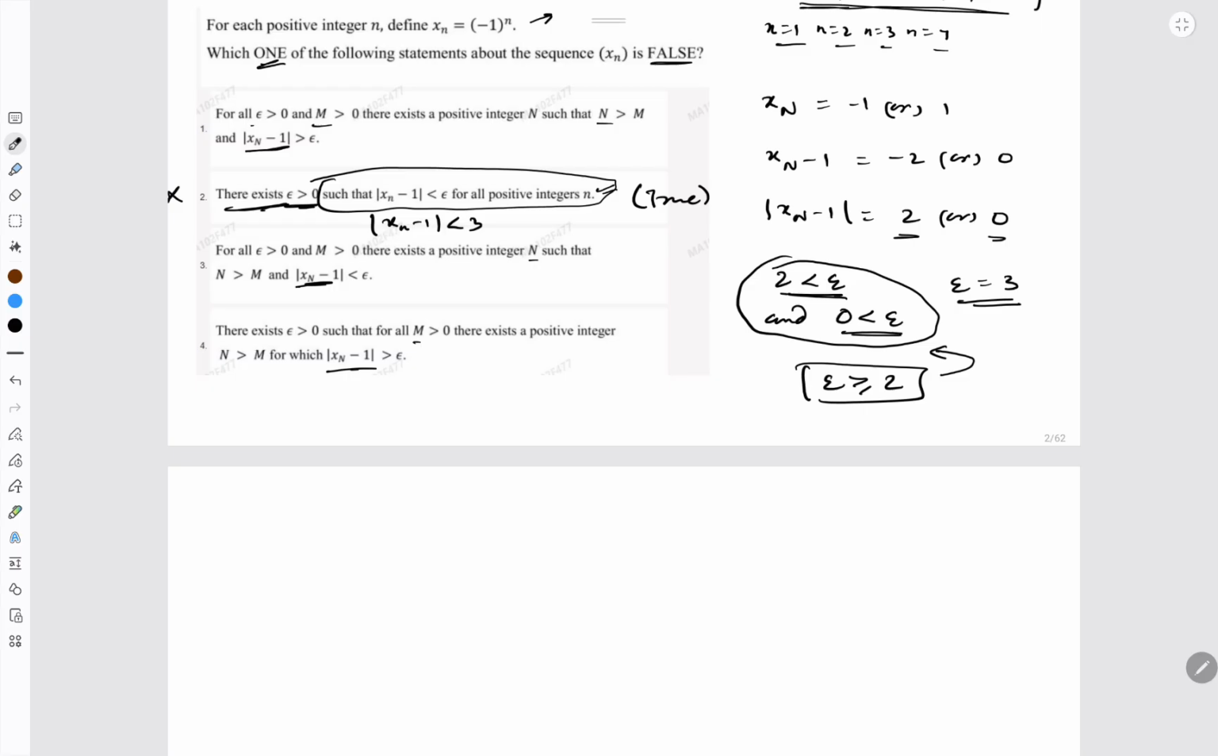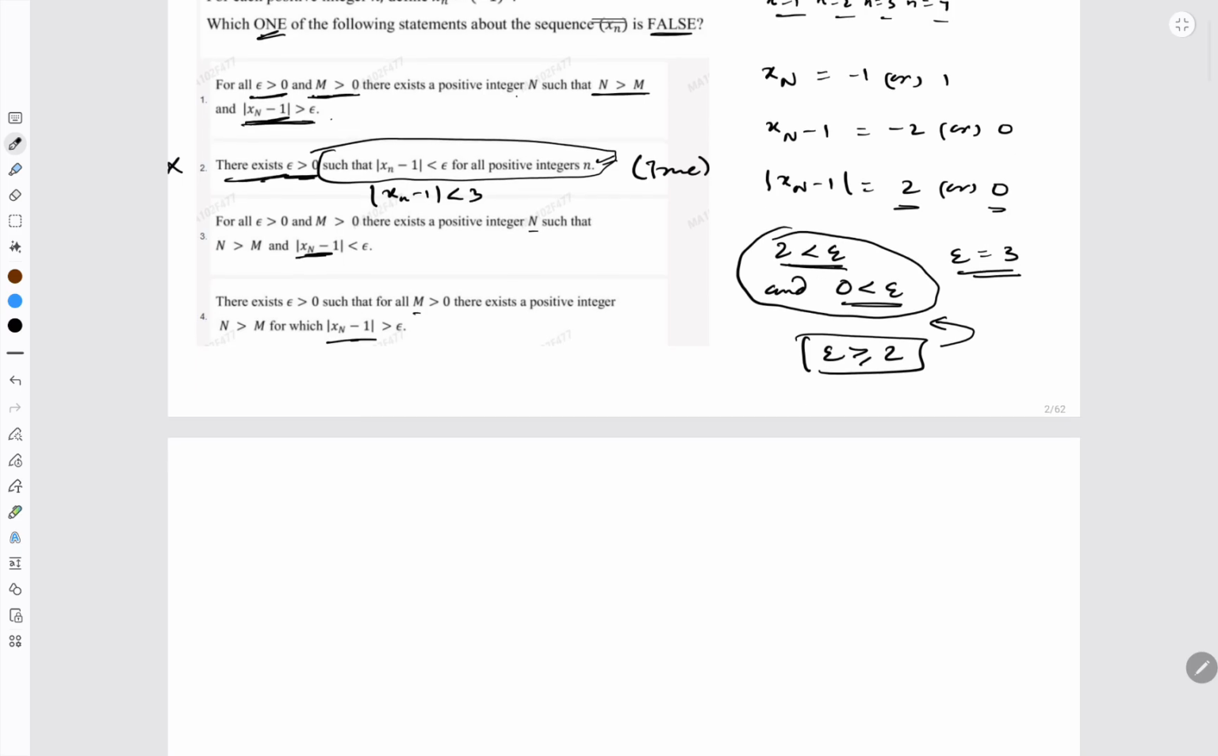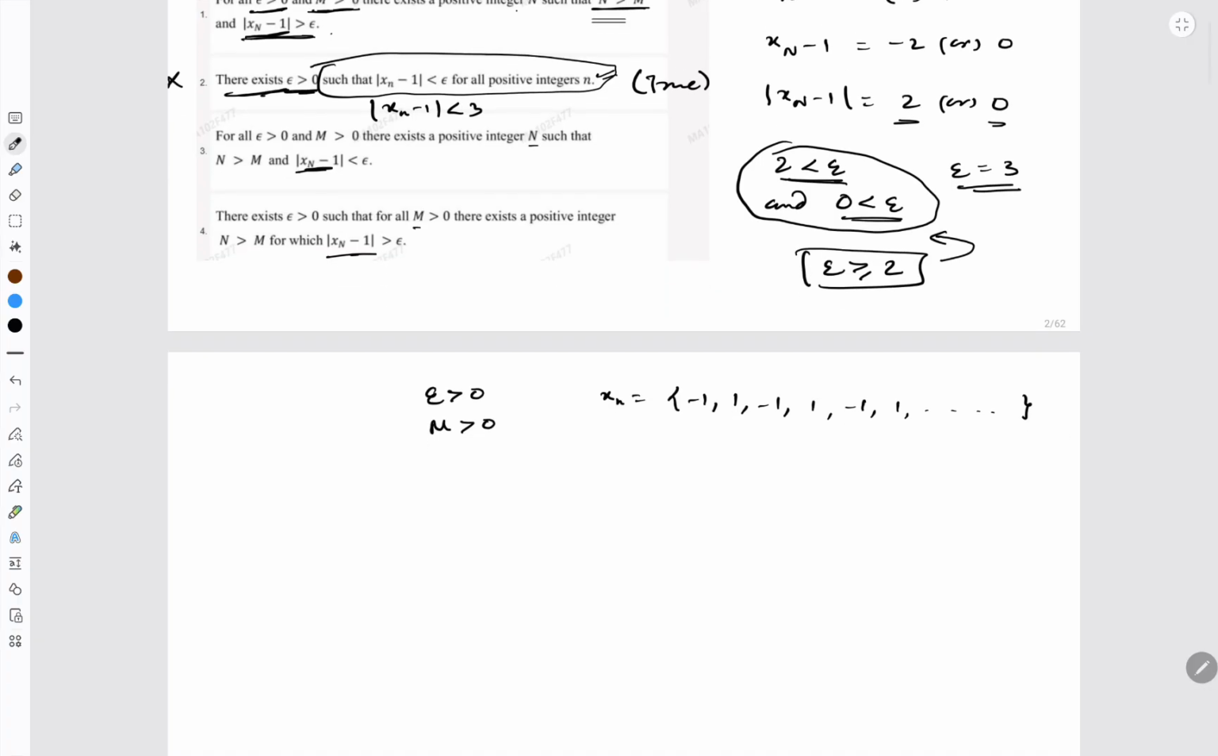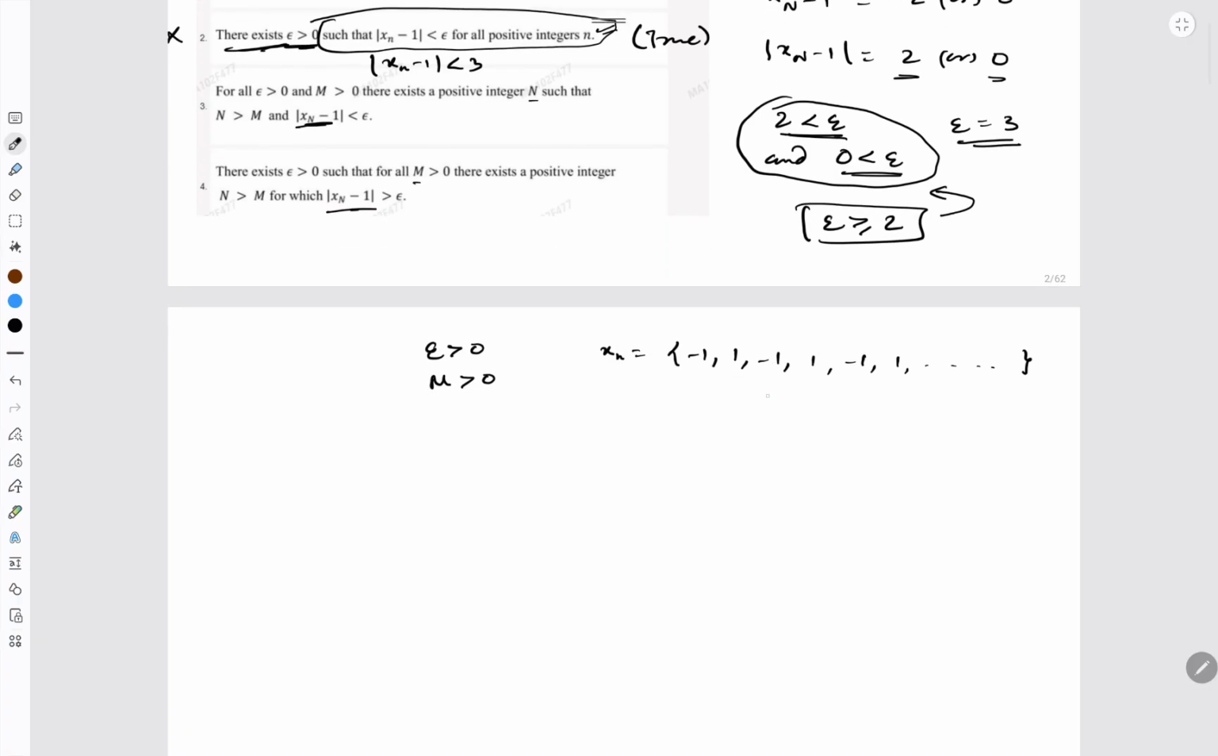Option 1 is saying for all epsilon greater than 0 and m greater than 0, there exists a positive integer such that if n is greater than m, this condition should hold, right? Let us see what it means. If I write my sequence as -1, 1, -1, 1 and so on, a never ending sequence, let us take a positive epsilon, because it is saying so. Let us take m greater than 0. So m means the index of the sequence. Let's take any index, let's say this is my m.